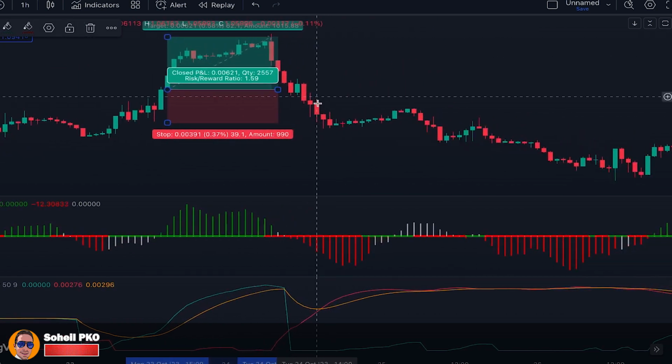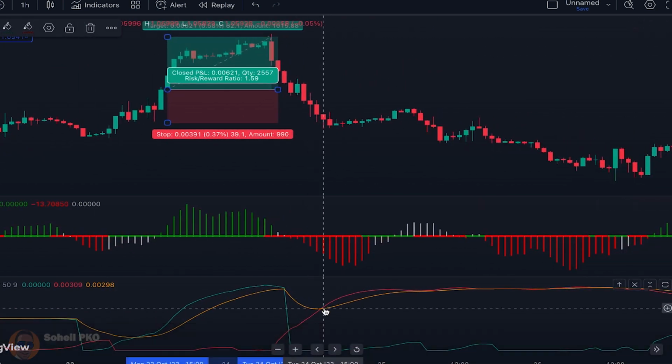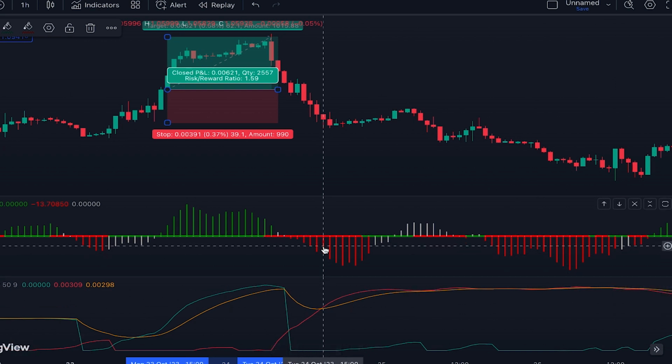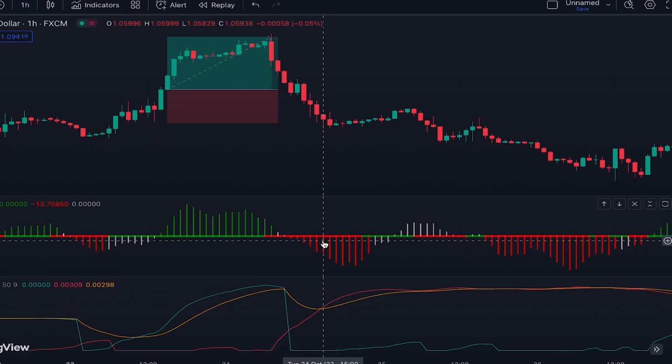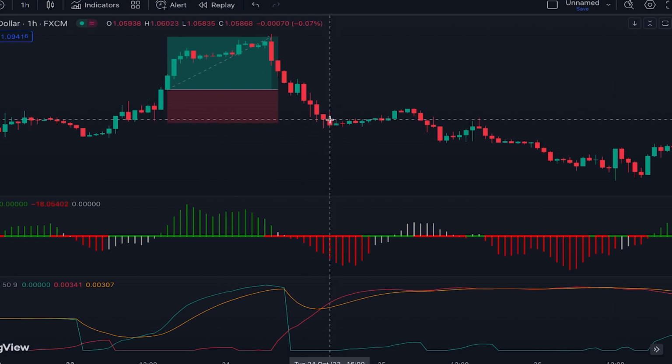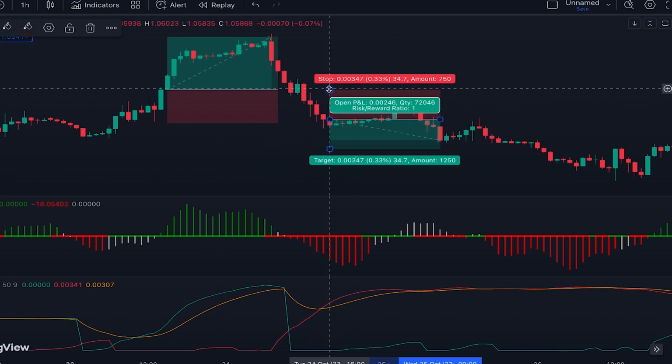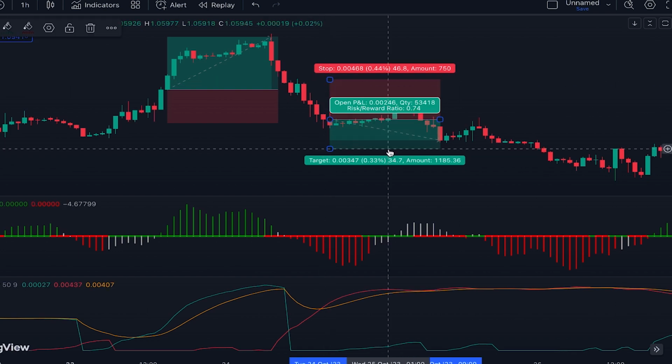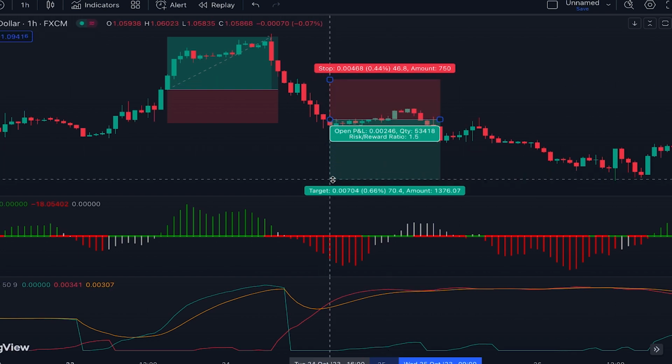Alright, moving on the chart, here the red line crossed above the orange line, and here the histogram and center line are red, so the sell signal is confirmed, and we can enter a short position at this point when this new candle is opened. The stop loss above the previous swing high at this point, and the profit at 1.5 risk to reward ratio.